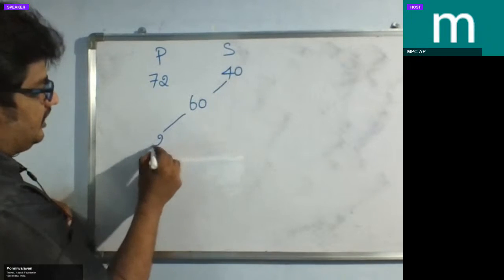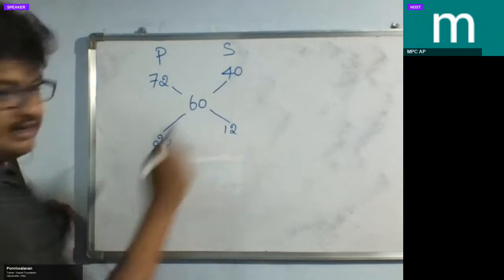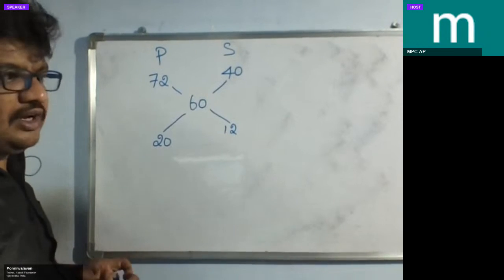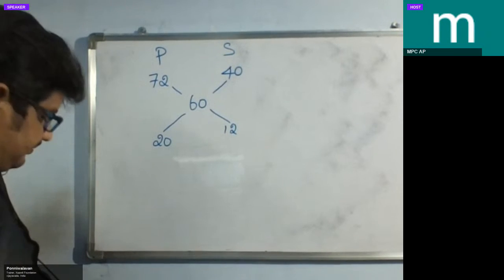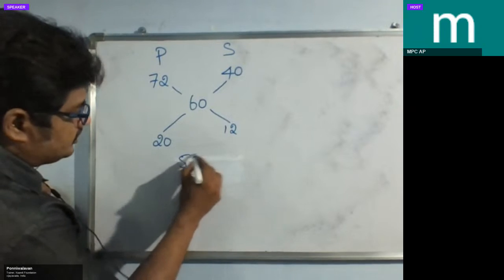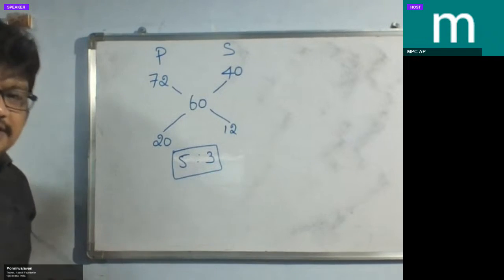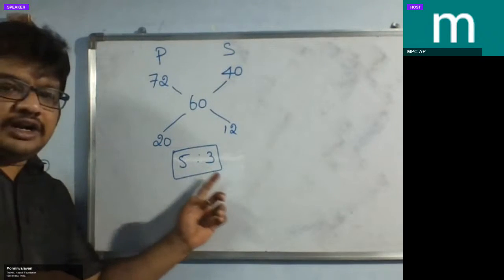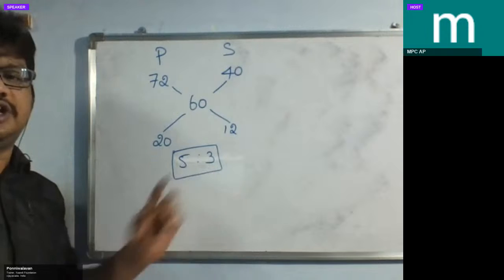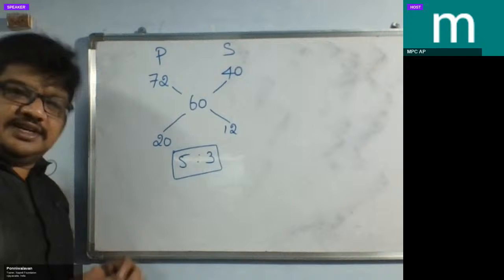60 minus 40 is 20. 72 minus 60 is 12. 20, 12, by what number can we divide? 4. If you divide by 4, it is 5:3. So in what ratio do we need to mix? 5:3 ratio. Is it clear?